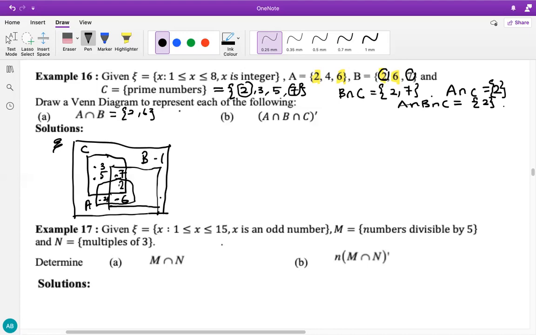So it's 1, 2, 3, and then 4, 5, 6. Okay, 1, 2, 3, 4, 5, 6, 7, and 8. Okay, so where is A intersect B? So A intersect B will be the area between A and B. So it's this area. Okay, so this is A intersect B.